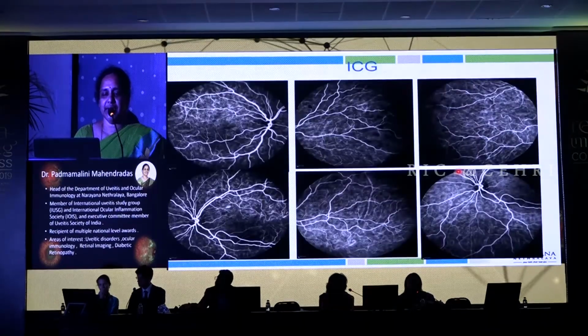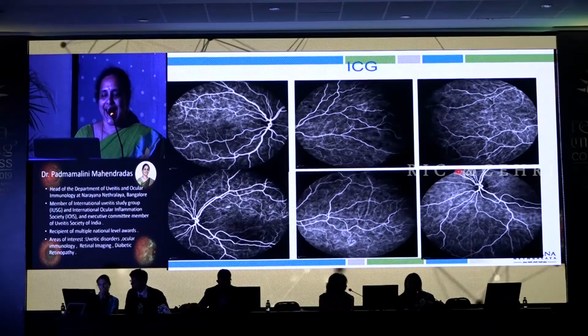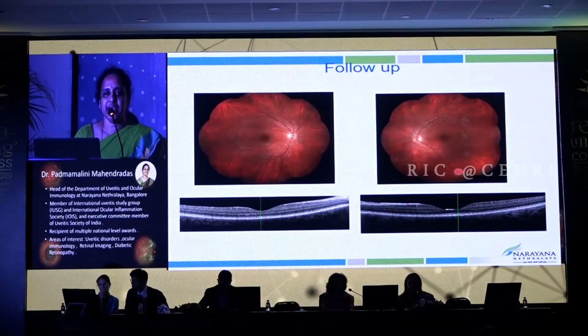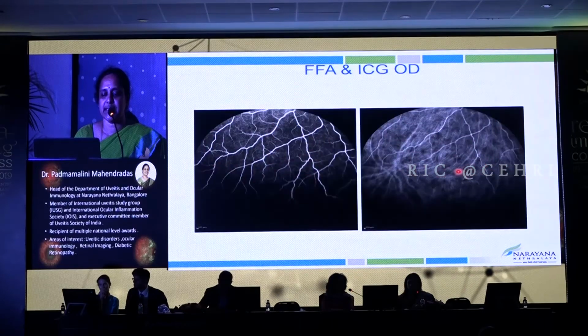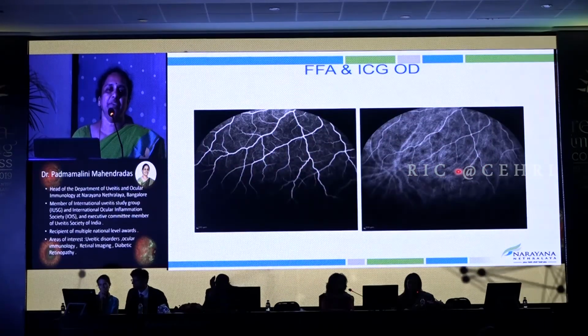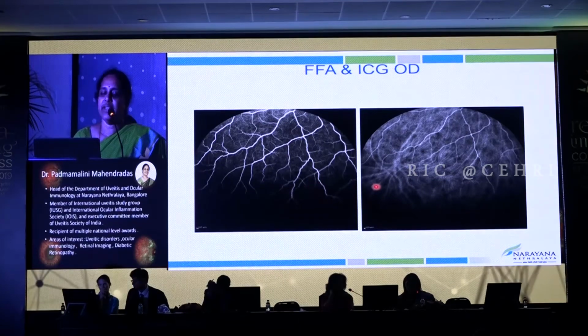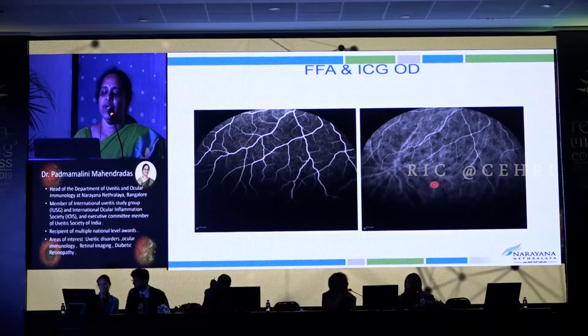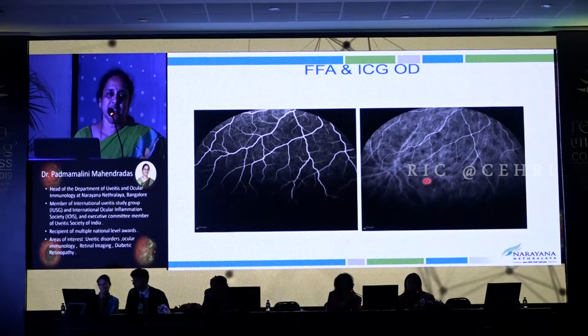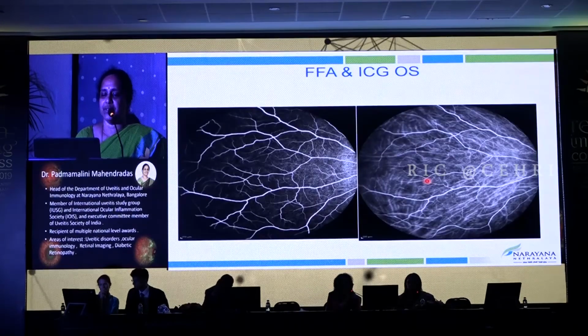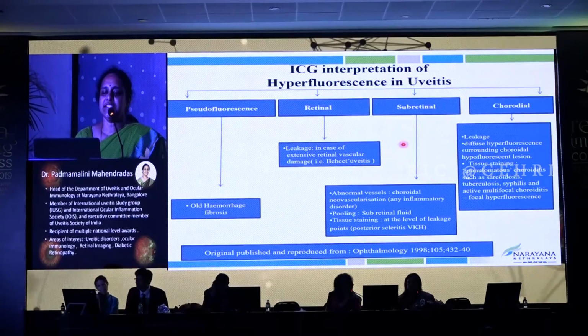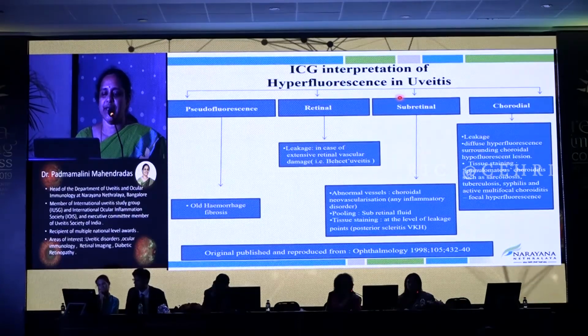Here is a case of VKH where the ICG shows active inflammation. The patient receives treatment, visual acuity is 6/6, and OCT is normal. On follow-up imaging, the FFA is absolutely fine, whereas the ICG shows the presence of hypofluorescent dark dots suggestive of active inflammation, which helps us to titrate the treatment. So this is the ICG interpretation of hyperfluorescence in uveitis.